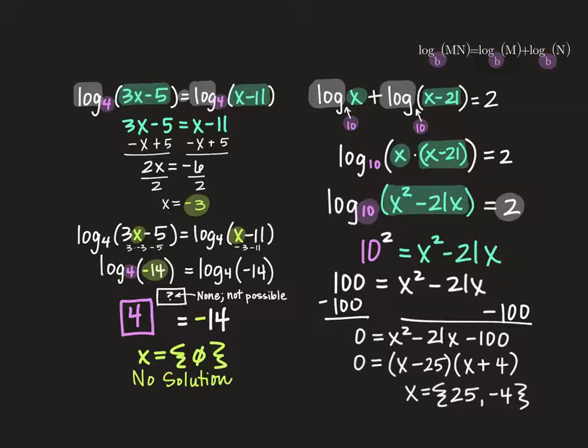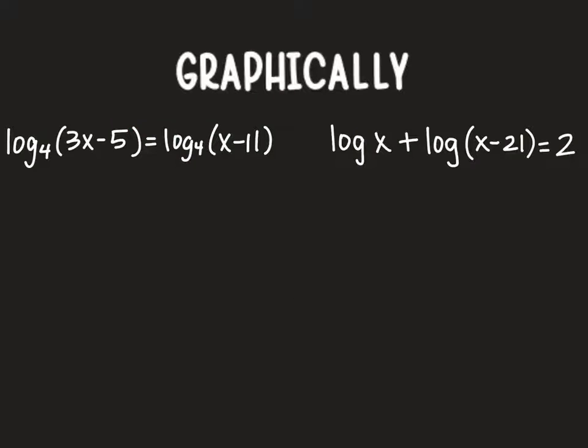When we substitute these values back into the original equation in place of x, you should notice that once again we'll have a negative argument for one of those logs, and there is no exponent that we can raise a positive 10 to get a negative 4. So negative 4 is an extraneous solution, leaving us with the solution of 25.